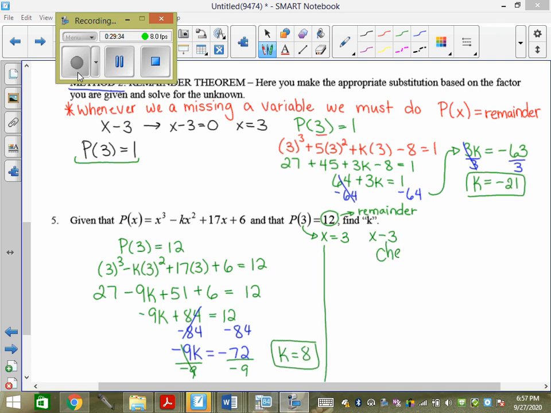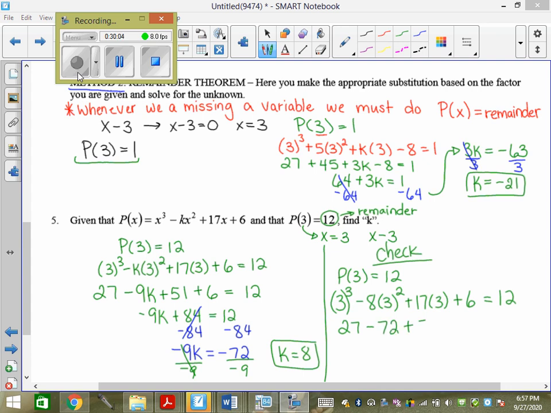And remember, we can check. We should be able to walk away knowing if we got this question right. We could do P of 3 equals 12 with k equals 8. So we're going to go 3 cubed minus 8 times 3 squared, so filling that in with k, plus 17 times 3 plus 6, and we're going to hope it equals 12. We're checking it. 27 minus 8 times 9 is 72, plus 51, plus 6 equals 12. And then we do 27 plus 51 plus 6 minus 72 is 12. So 12 equals 12, so I checked it.